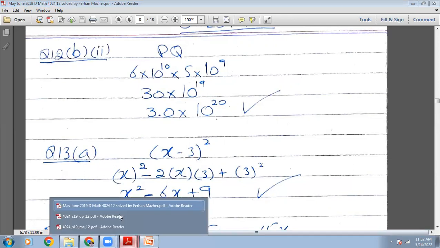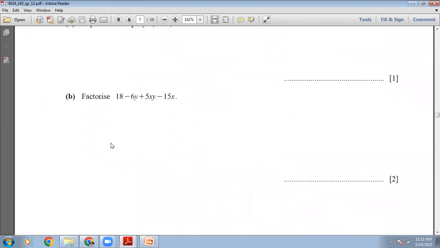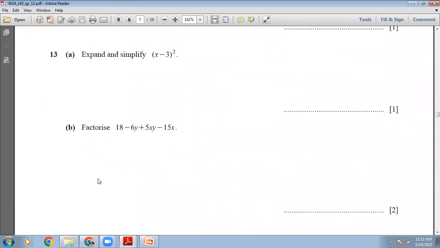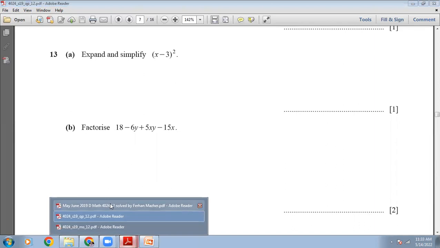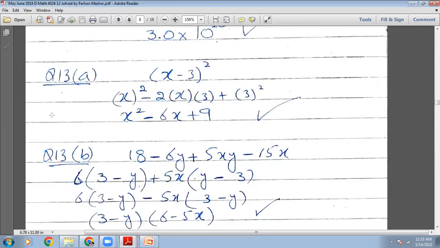Okay, so let's go to the next question. The next question coming up on your screen is question number 13. He says expand and simplify. So expand and simplify, you will have x minus 3 whole square. So we will expand it and it will become x minus 3 whole square.